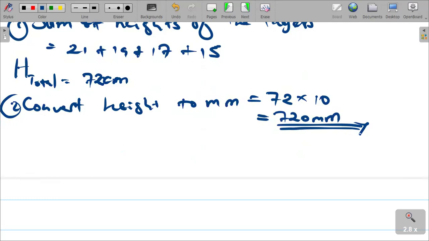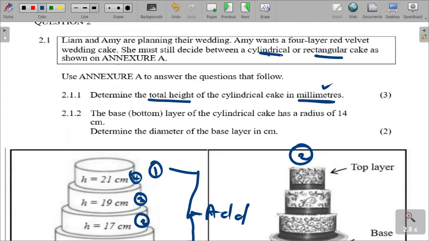And then the next question is saying the base or bottom layer of the cylindrical cake has a radius of 14 centimeters. Determine the diameter of the base layer in centimeters. I've already shown you from the study the relationship between diameter and radius: 2r is equal to d. That's how we calculate this.